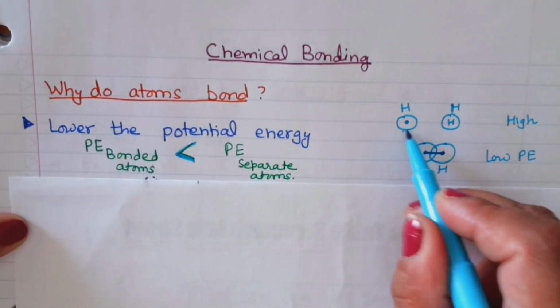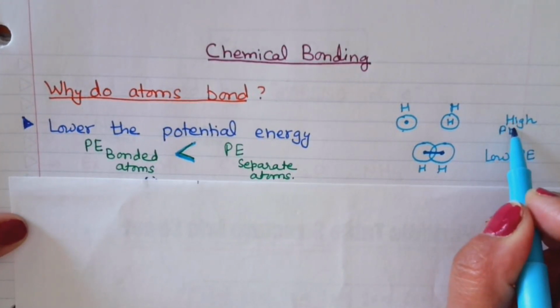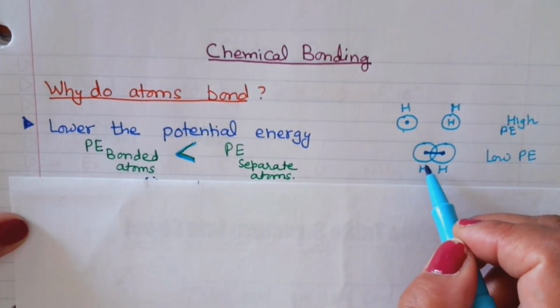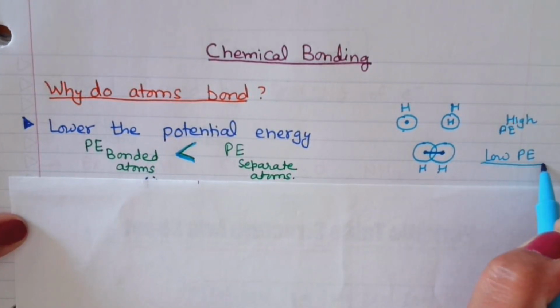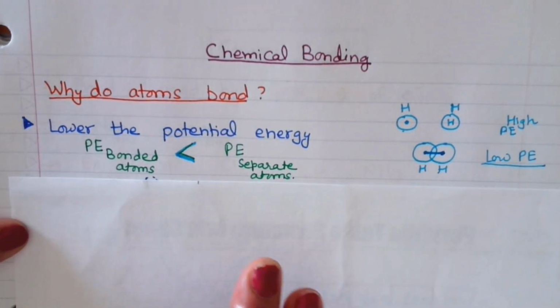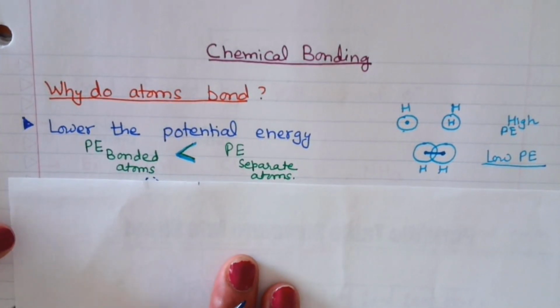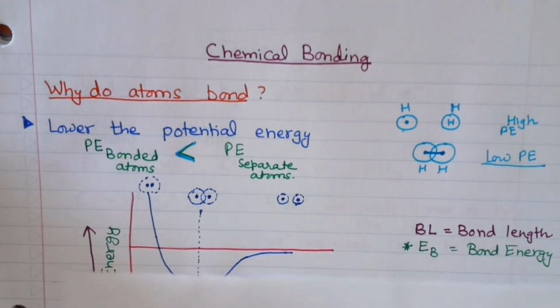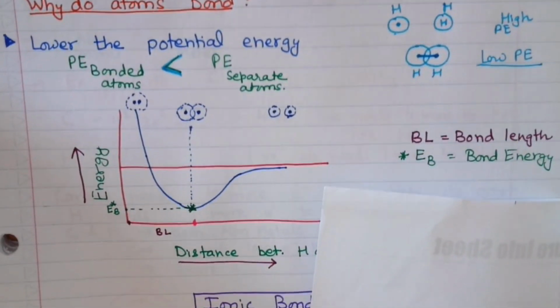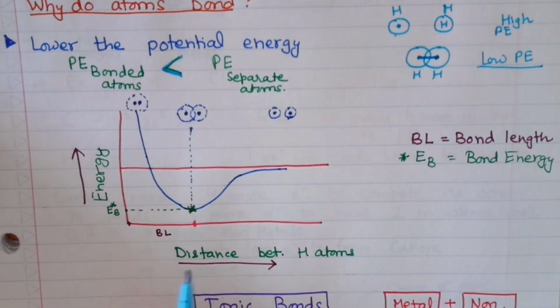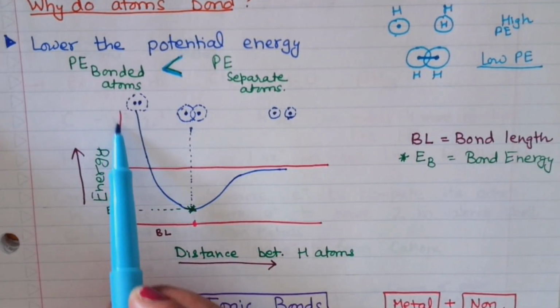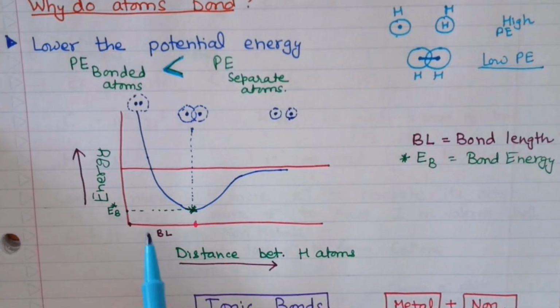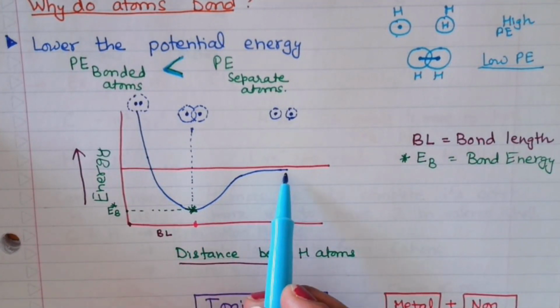So individual atoms have high potential energy, and when they bond together, they have low potential energy. That is why the elements bond together, right? Because low energy means a more stable state. So here is our potential energy diagram. Look, we have plotted the potential energy on the y-axis and the distance between the two hydrogen atoms on the x-axis, right? Now look, this is how it goes.